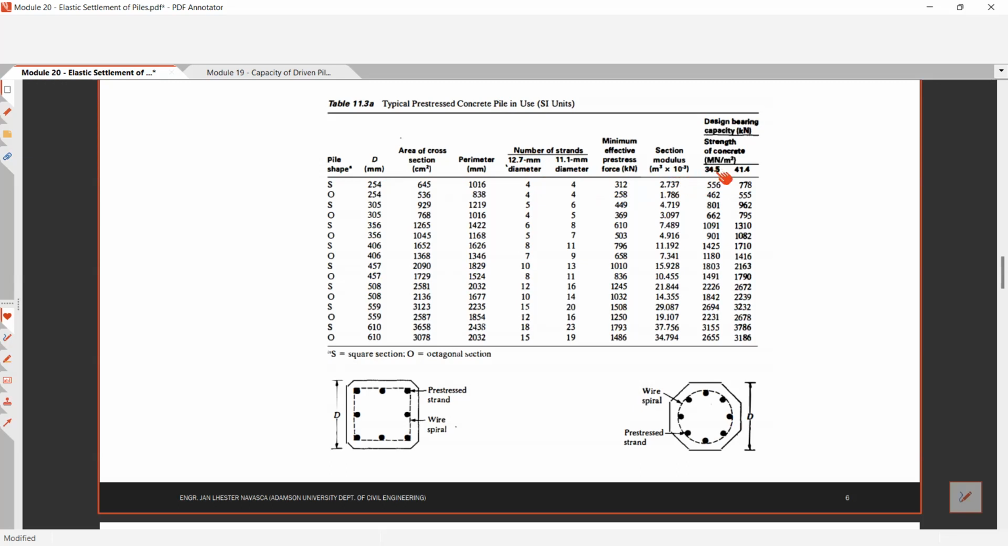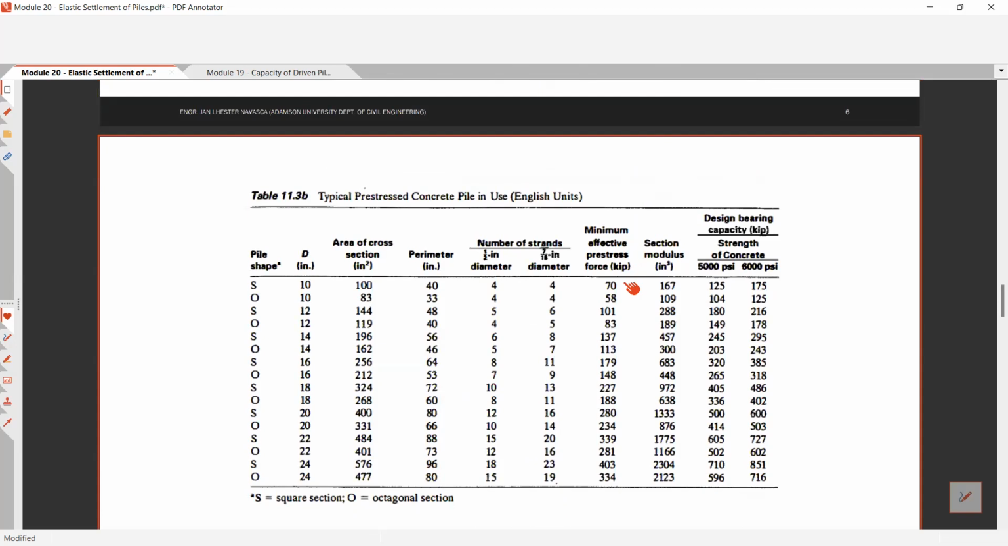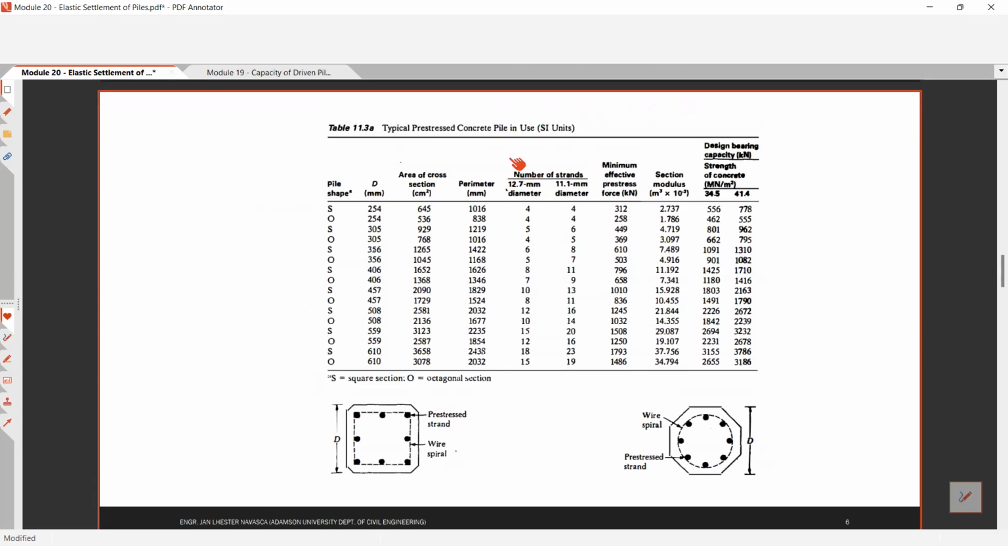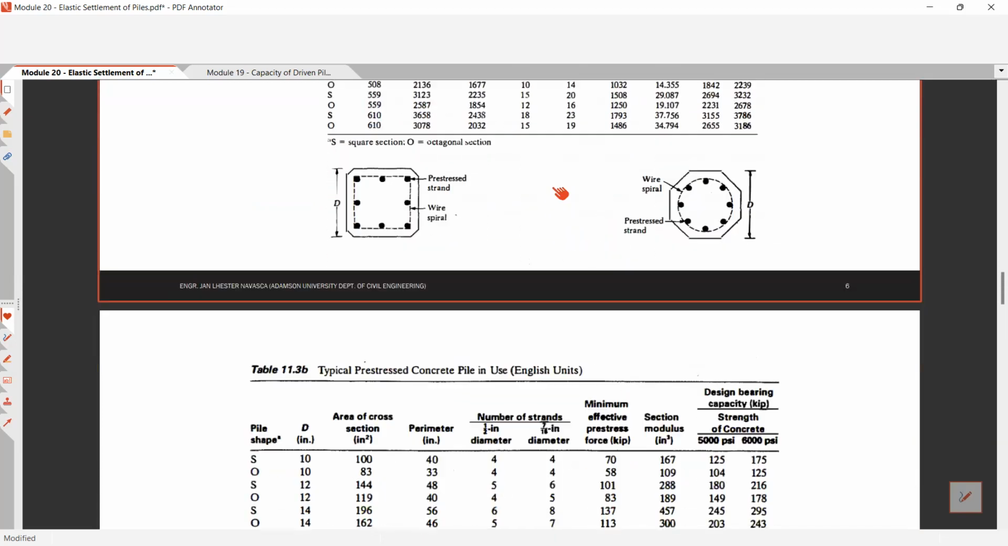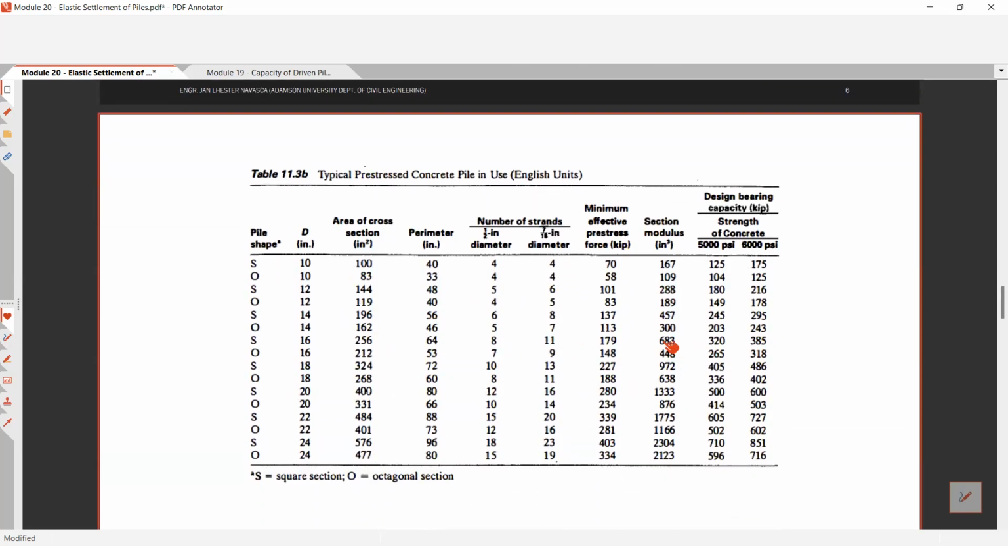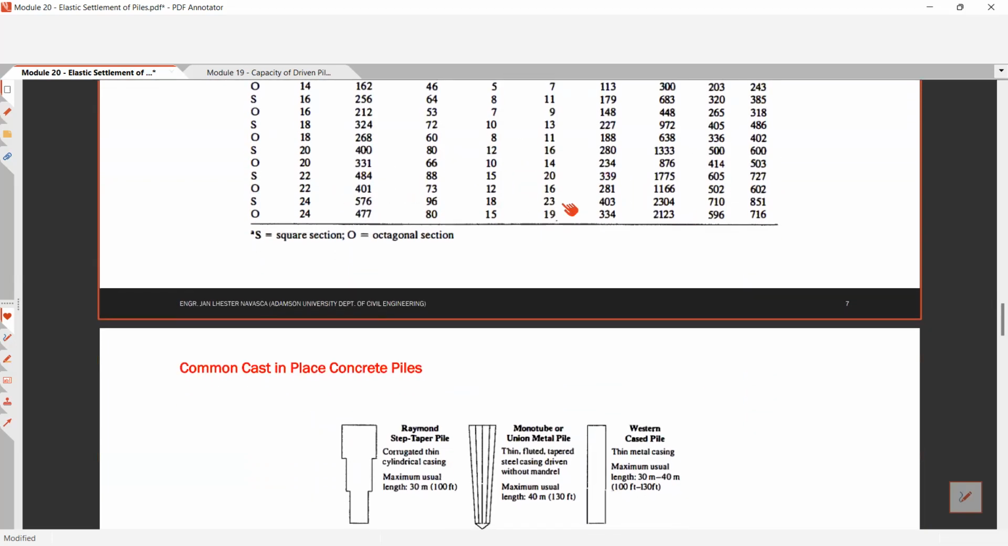If your concrete compressive strength is 34.5, therefore that is 556 kilonewtons. Kapag 41.4 megapascal yung compressive strength ng concrete, we have 778 kilonewtons. So ganito lang yung paggamit nito. Also have this one in English unit. So mapapansin nyo every 2. So we have 10, 12, 14, 16, 18, 20, 22, and 24 inches diameters. The perimeters and the cross section, number of strands. 1/2 inch diameter is 12.7 millimeter diameter in SI. And 7/16 is 11.1 millimeter diameter. Then we have these other properties. So ganyan lang yung pag-solve for the elastic settlement.